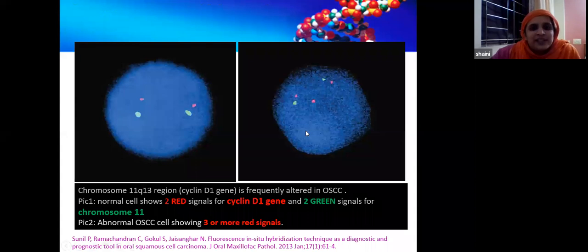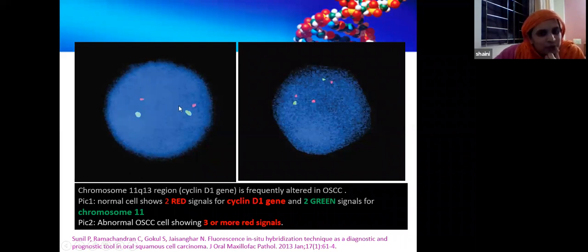Now this is a clinical application in a case of oral squamous cell carcinoma. The FISH technique is very important and has become very popular in order to identify chromosome aberrations. You take the chromosome and make it into strands. On the chromosome, where exactly the sequence is, you put a probe, and exactly where the gene of interest is, the probe will go and bind to it. For example, this is a case where the cyclin D1 gene, a cell regulator gene, is frequently altered in oral squamous cell carcinoma.